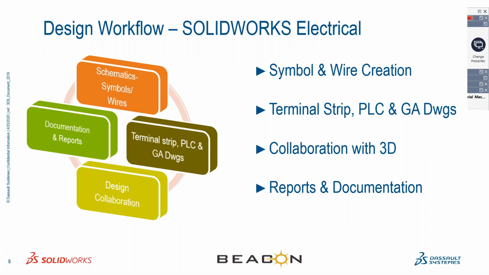So the design flow goes like this, where we'll first look into the symbols and wire creation. Then we'll look through the terminal strip and PLC designs, as well as GA drawings. And then we'll see how the two tools communicate together and make collaboration easier. And then we'll see how the reports and documentation help us, and how we can get the reports and documentation.